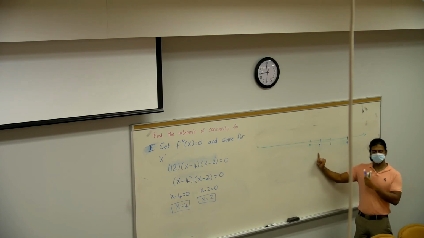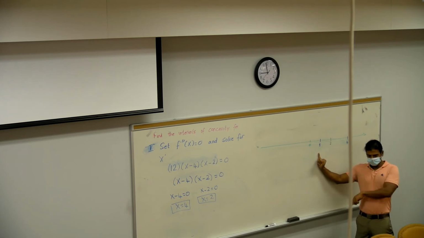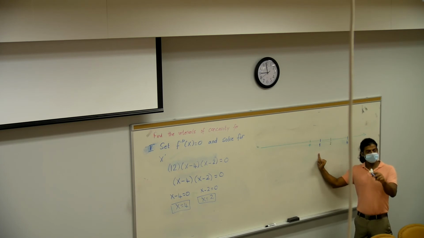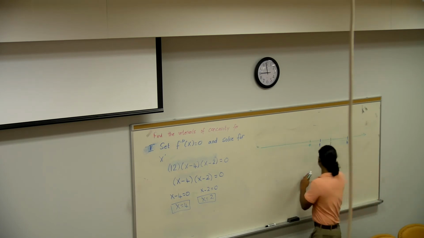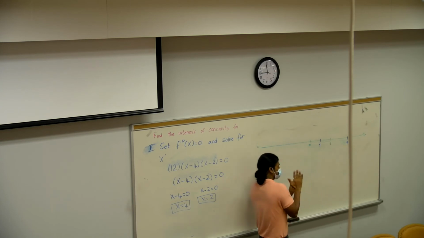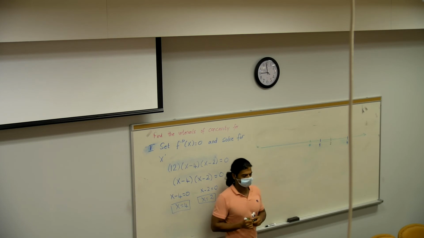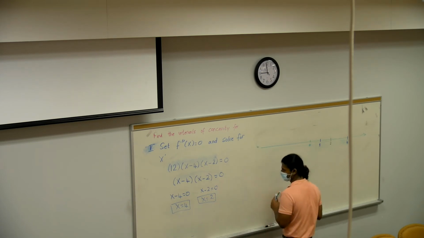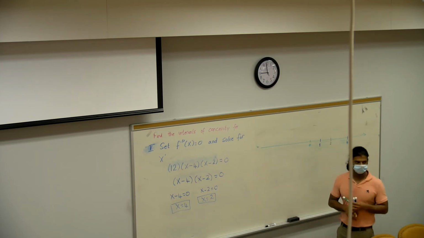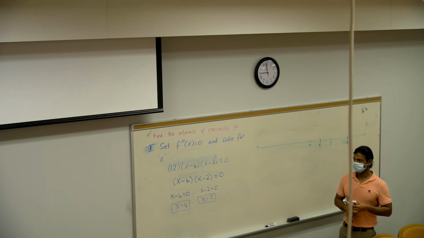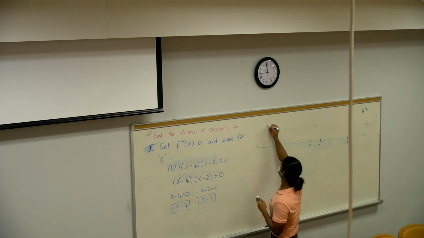Don't get confused by this 1. The 1 is the critical value, not the point of inflection. In this problem, we're trying to find the point of inflection. Good. So, we have to pick a number less than 2. Easy number less than 2: 0. We should take that 0 and plug it in the second derivative.